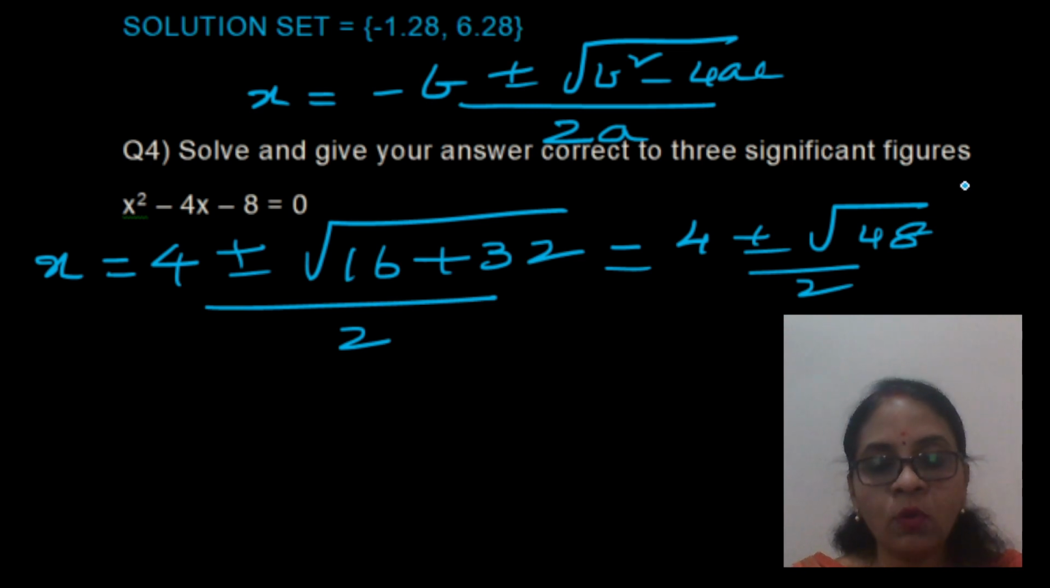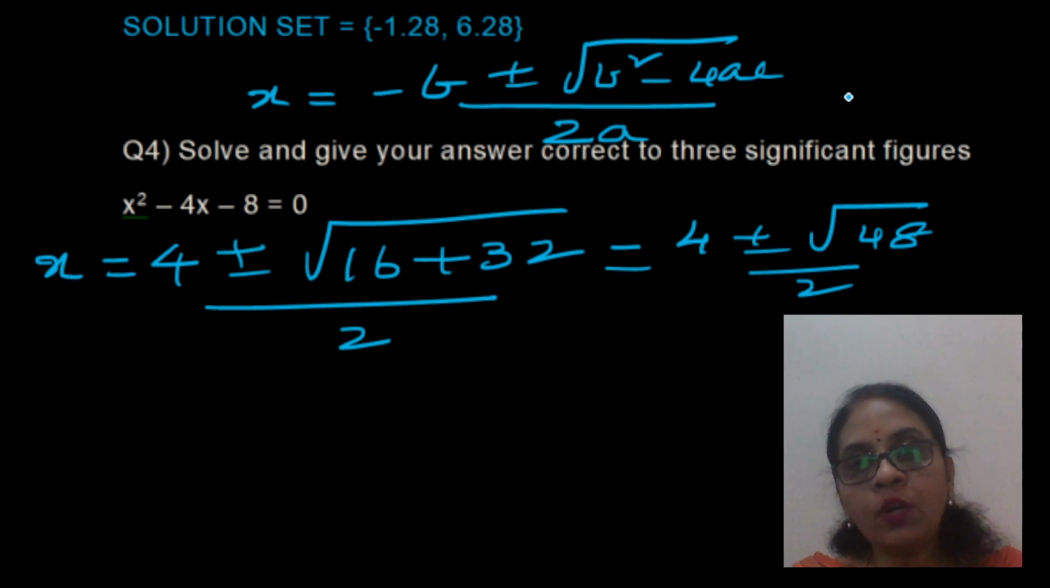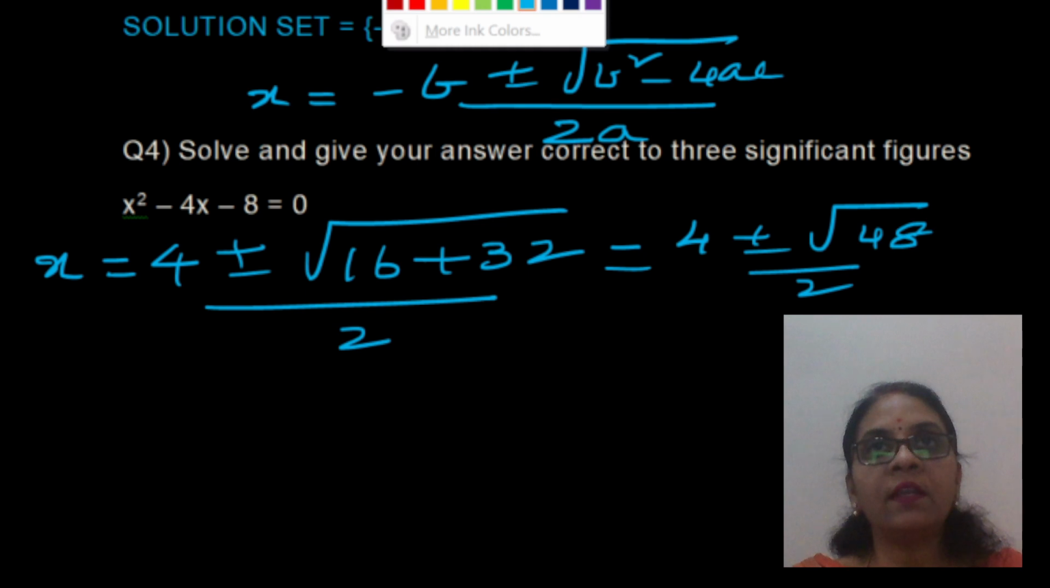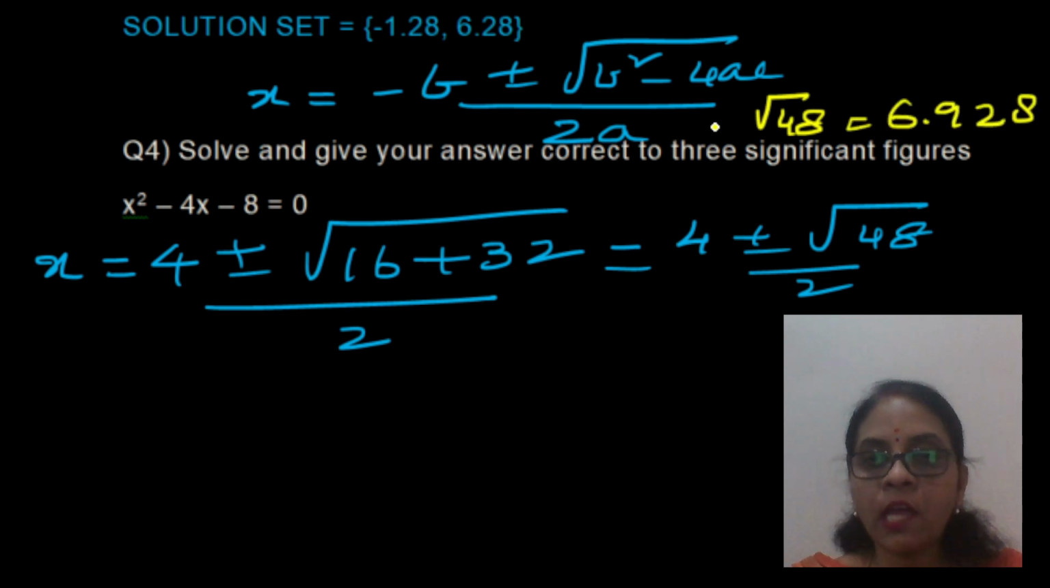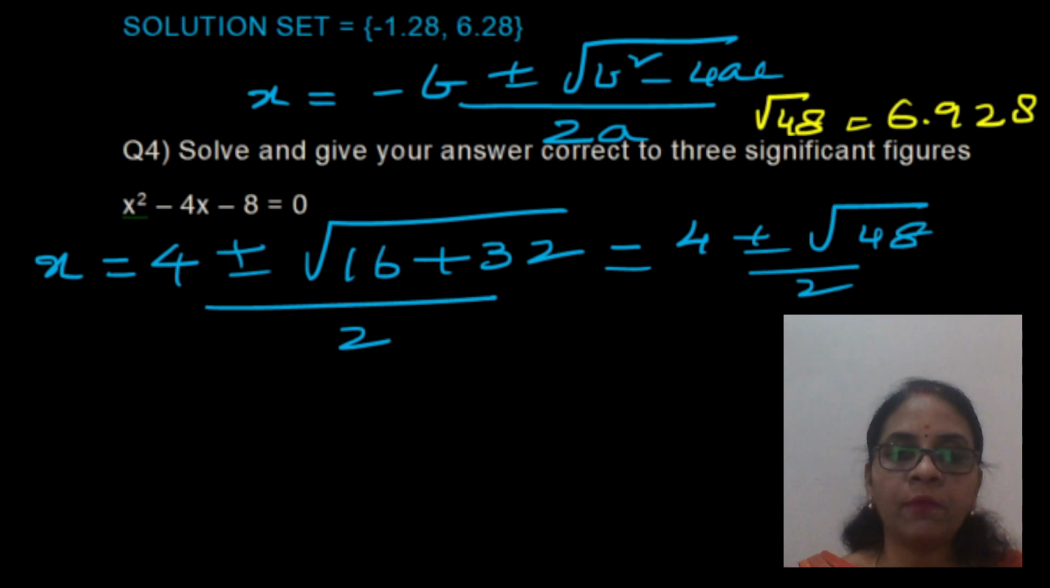You know the root value of 3 is 1.732, or if you have the log book, it is simple to find root 48. Root 48 is 6.928. I have already looked into the logarithmic table book and I am writing the values. So again I am telling, if you want to know how to find the square roots, comment in the comment section. I will make a video on this. Okay, so let's complete this sum now.